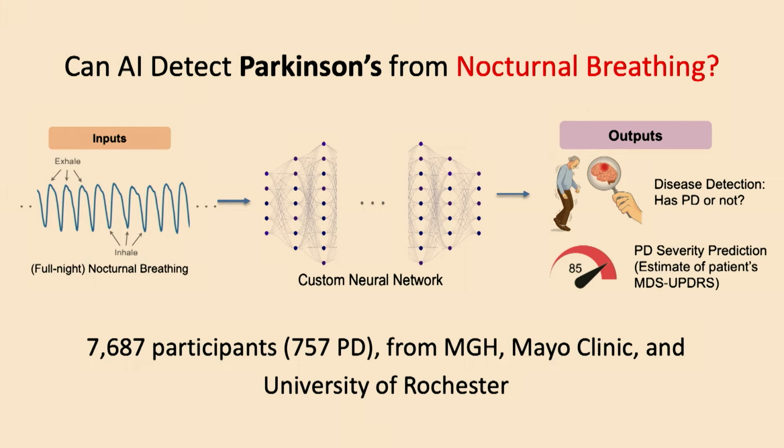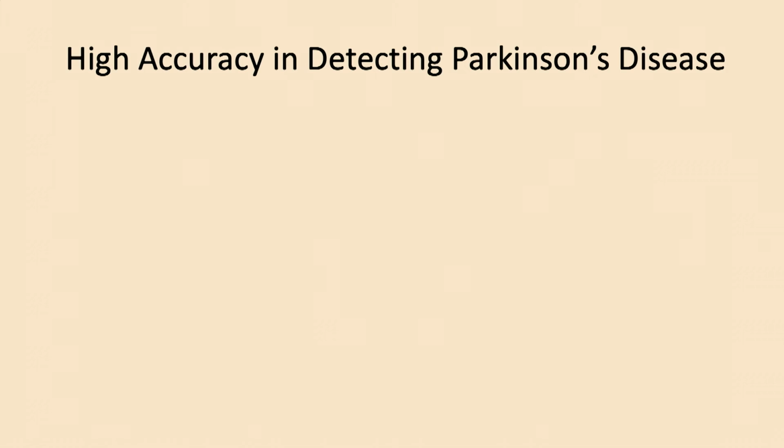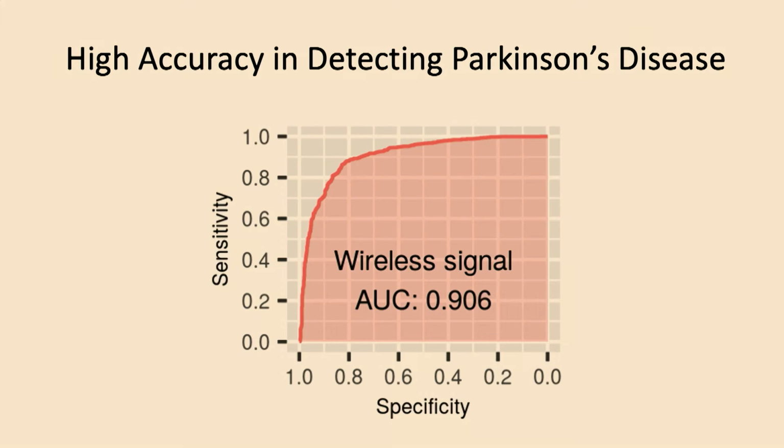This is a very big study where we use both the wireless data that we have, and also pull data from Mayo Clinic, from University of Rochester, from MGH, and let me show you the result. So what do you think? Of course, we can do it. And here is what's called the ROC curve. These are very commonly used in medicine and also in machine learning.